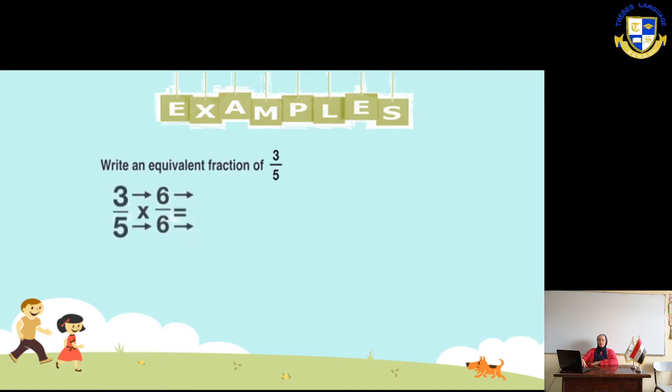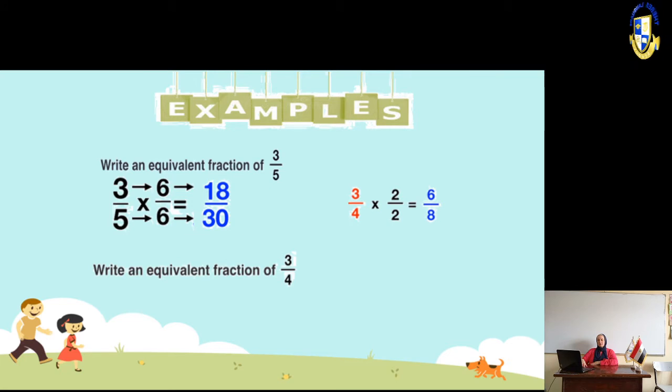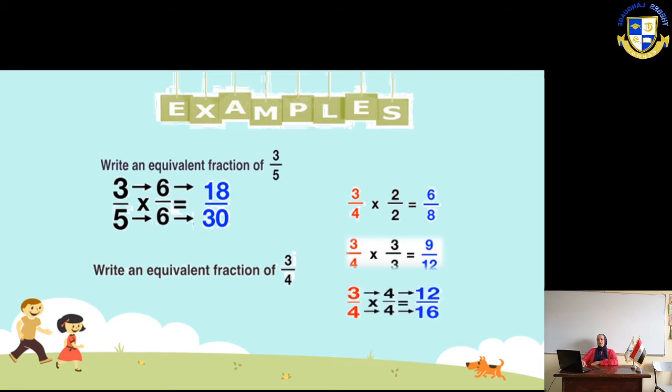Write an equivalent fraction of 3/4. 3/4, we are going to make it times 2. Times 2 up, times 2 down. So 3 times 2 equals 6. 4 times 2 equals 8. We can make it multiplied by 3. Times 3 up, times 3 down. So it will be 3 times 3 equals 9. 4 times 3 equals 12. Or we can multiply it by 4. 3 times 4, 12. 4 times 4 equals 16. We can make it times any number we want.